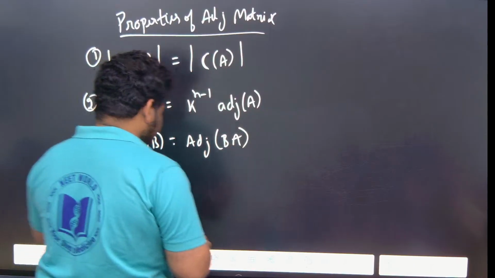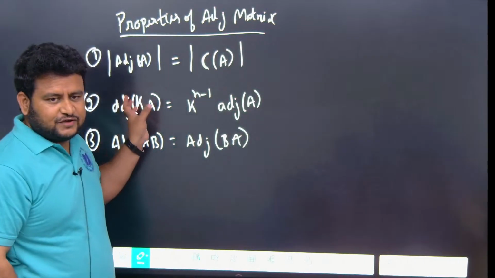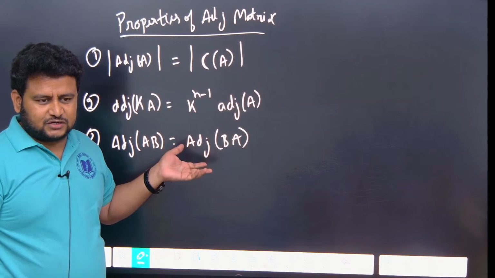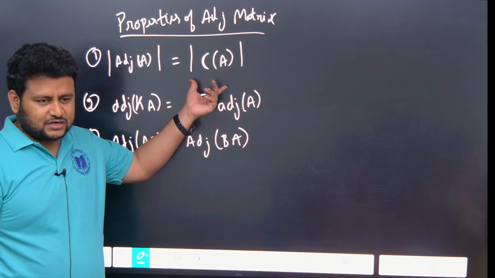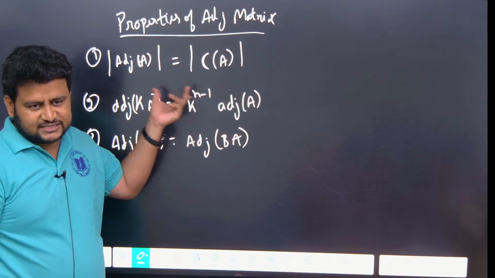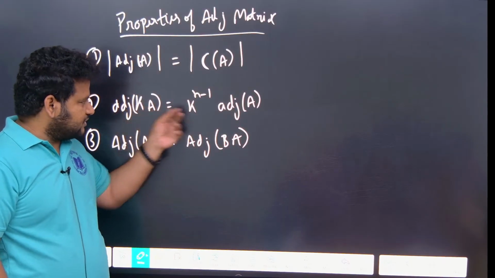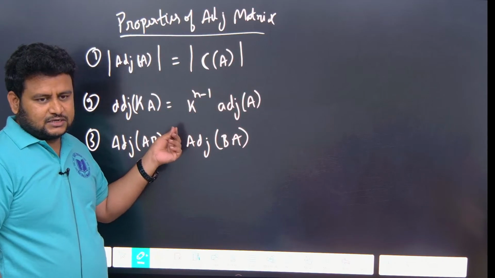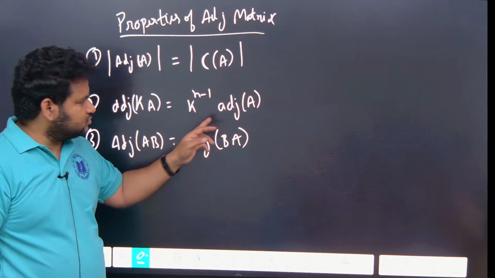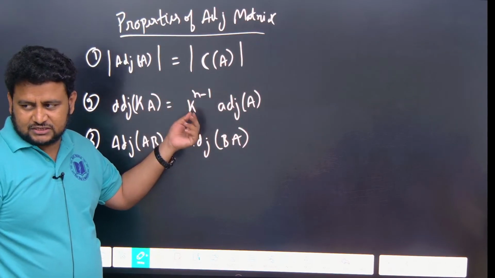See here, these three properties are important. Determinant of adjoint of A is equal to determinant of cofactor of A. So if they give the cofactor matrix and ask you to find the determinant of the adjoint, just find the determinant of the cofactor matrix and you will get the same value. Then, if a constant K is multiplied with adjoint of A, you can remove that constant outside. Suppose 2 is there everywhere, 2 square you can remove outside. So this becomes K power n minus 1 into adjoint of A. You will understand the n minus 1 when we do the question.